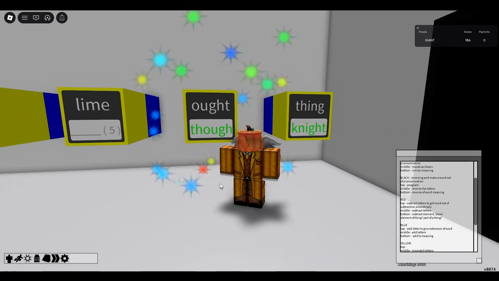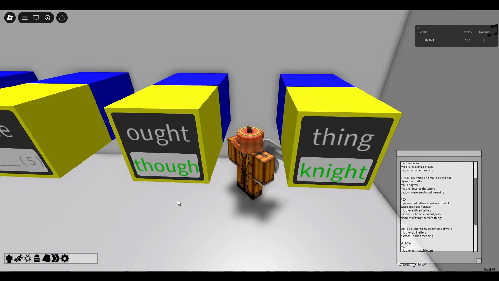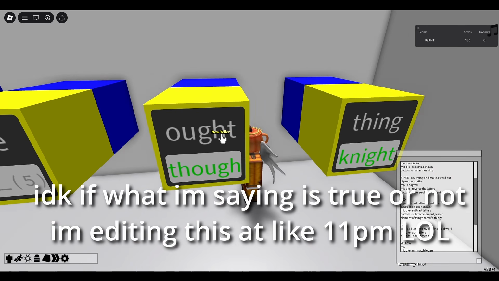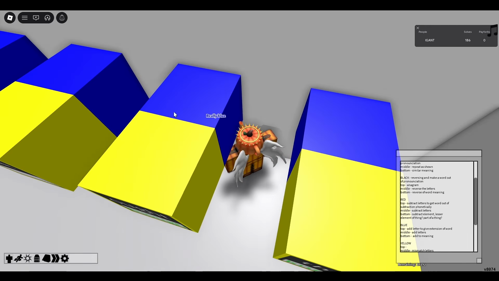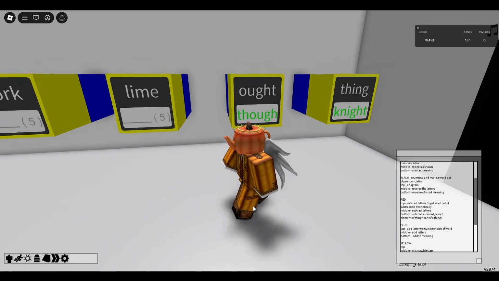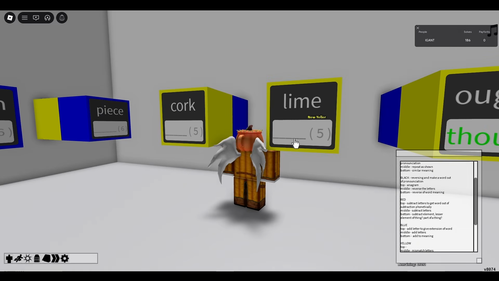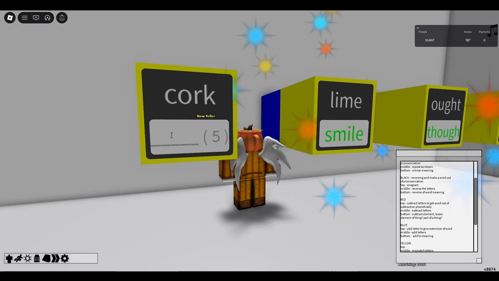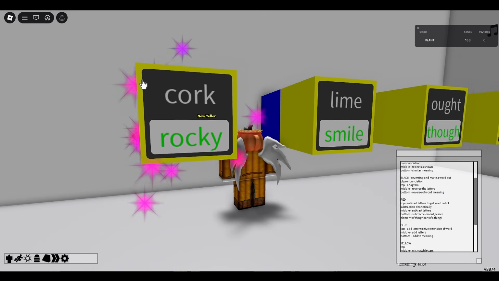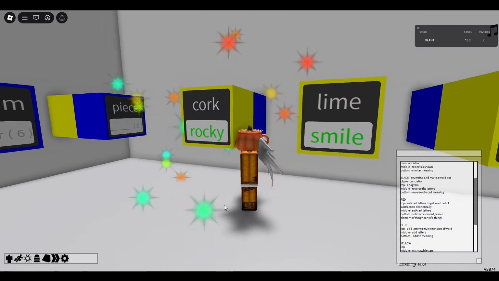Oh, thou. I thought that was add, not subtract. I thought you were meant to add letters. That's a subtraction. Huh? Would that not mean that's meant to be read? Thou. Man, my brain's frying, man. Okay, lime, mile, smile. Cork, rock. Rocky? Like, Project Hail Mary?